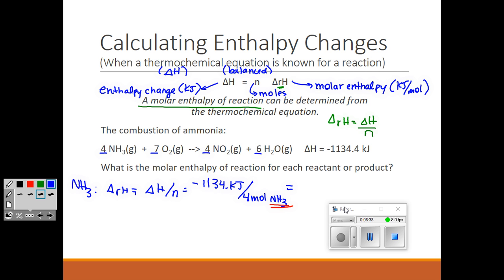Now, if you do this calculation, you end up with negative 283.6 kilojoules per mole of ammonia. And that would be my final answer for ammonia.